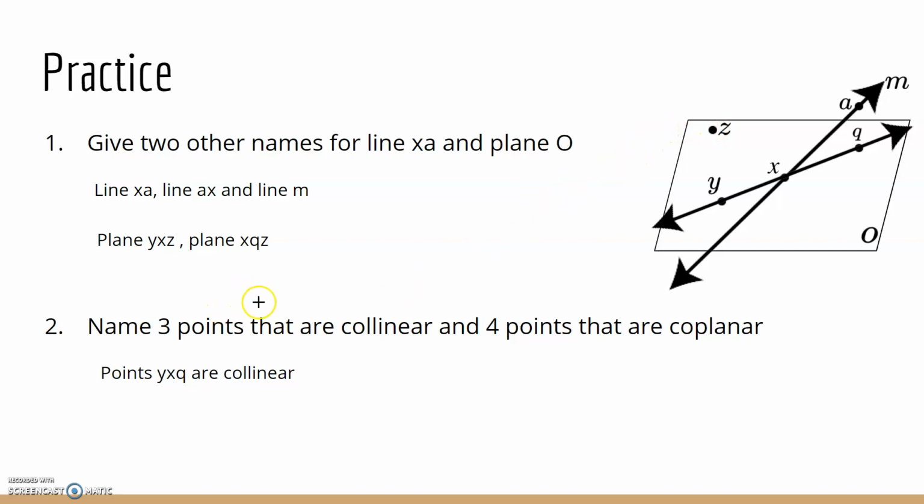Okay, so for number 2, name 3 points that are collinear and 4 points that are coplanar. So 3 points that are collinear. We can't use this line because there are only 2 points, but we can use this line since there are 3 points. So the 3 points that are collinear are Y, X, and Q. And then 4 points that are coplanar means 4 points that are in the plane. That would be Y, Z, X, and Q. We can't say A as it's not in the plane.